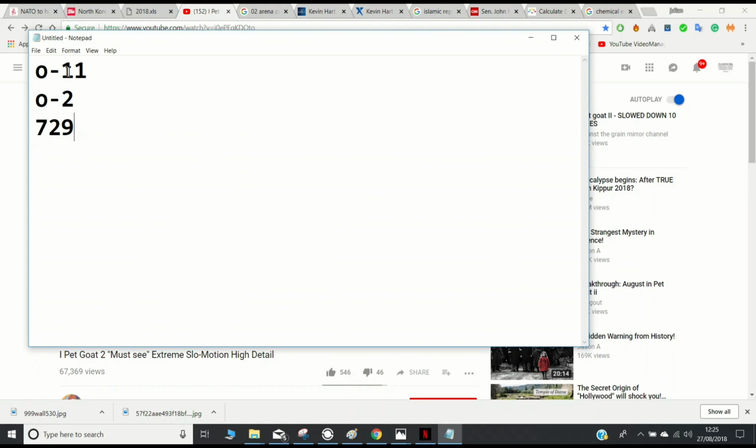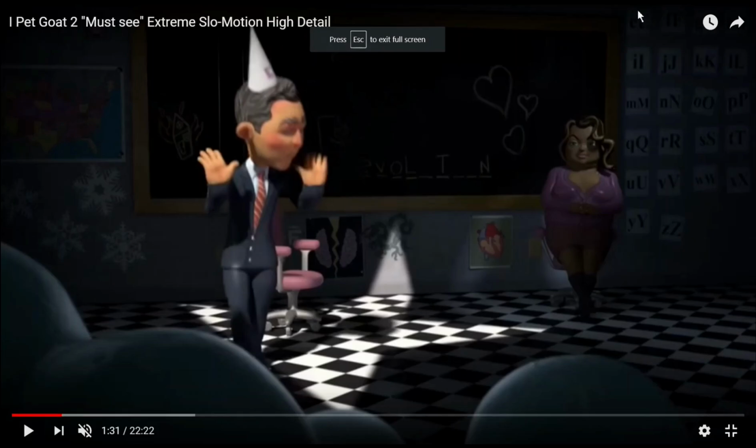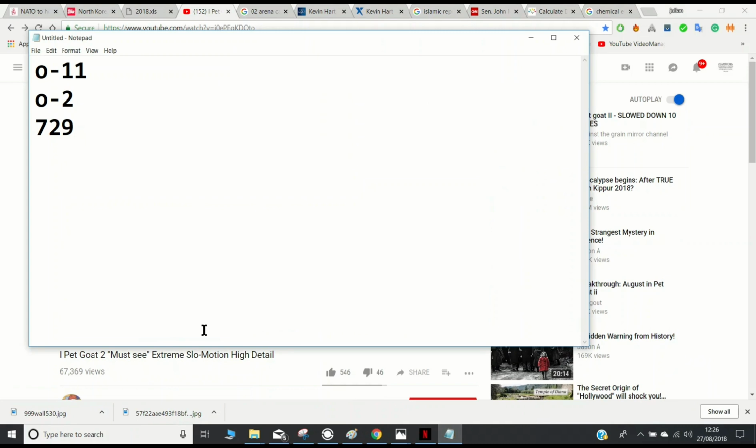Now, the reason I've got O and 11 here is in relation to the alphabet over here. The alphabet starts from E because they chopped off A, B, C, and D. So E would be the first letter of the alphabet, making O the 11th letter of the alphabet. When you write that out, O11, it can be written in another way, which is O2.